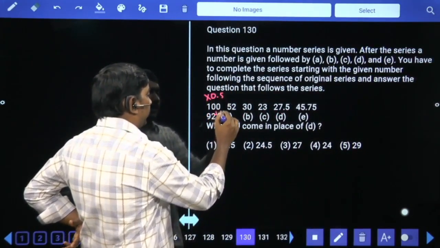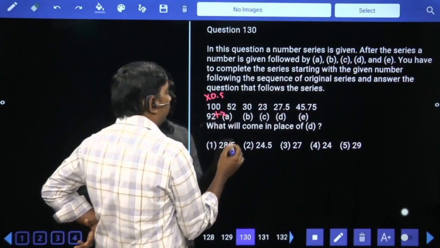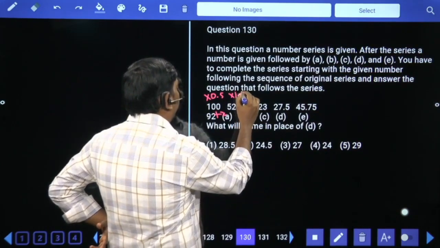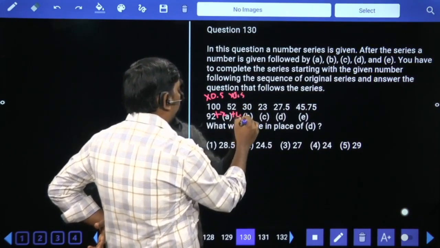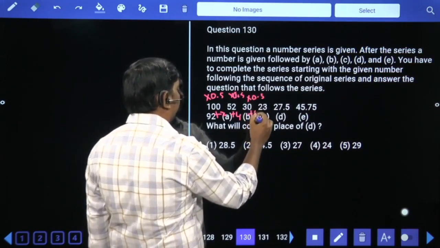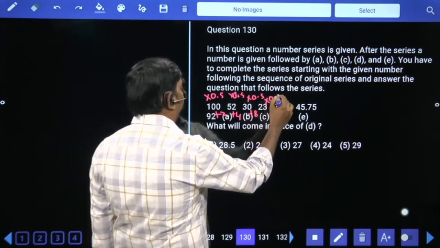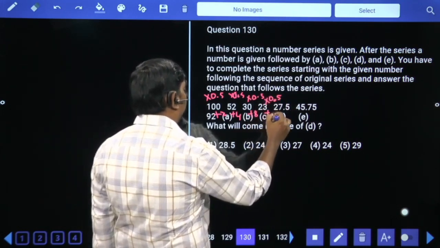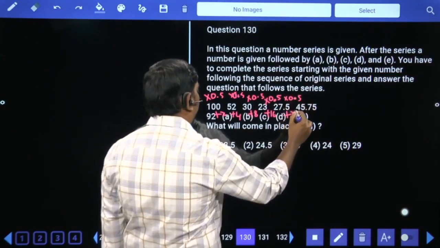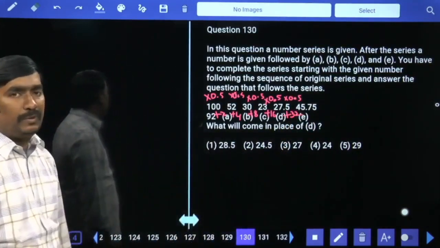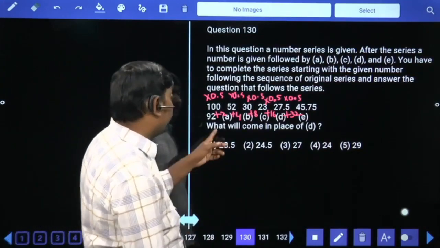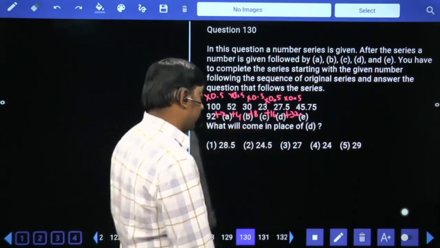Into 0.5 plus 2. Into 0.5 plus 2. Into 0.5 plus 4. Into 0.5 plus 8. Into 0.5 plus 16. Into 0.5 plus 32. All are into 0.5: plus 2, plus 4, plus 8, plus 16, plus 32.